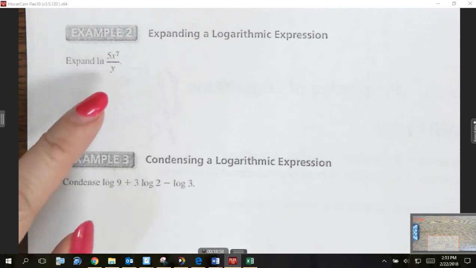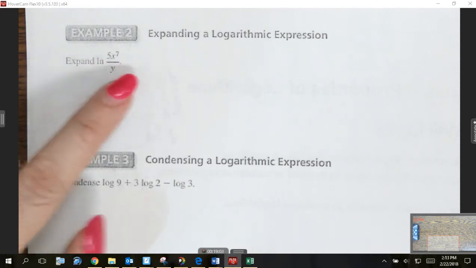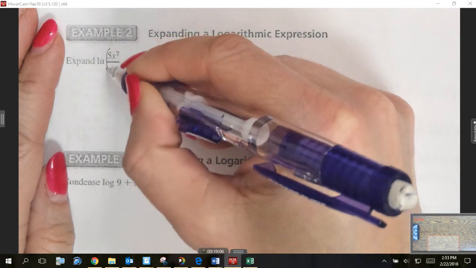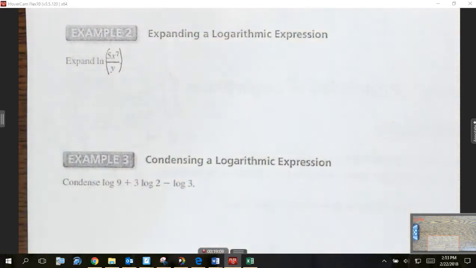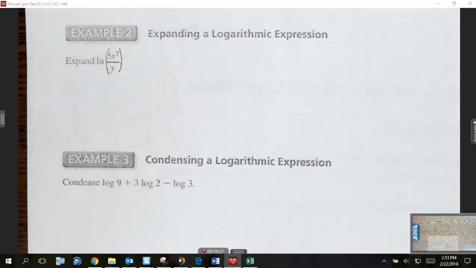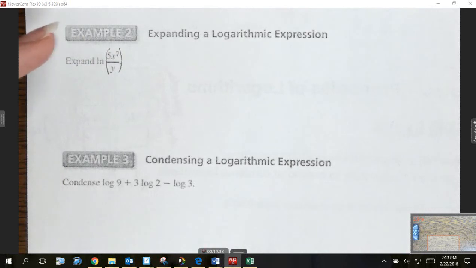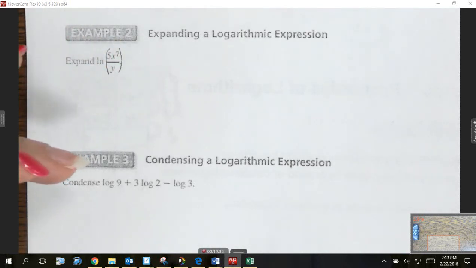Example 2 says expand ln of 5x to the 7th divided by y. You have to look at 5x to the 7th divided by y and think about what is being done in what order, like order of operations. You have to pull it apart and expand it using the opposite of order of operations. If there were actual numbers there, I would do x to the 7th first, then multiply by 5, then divide by y. But I have to do that in the opposite order.